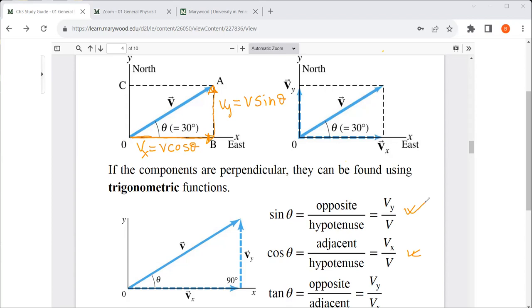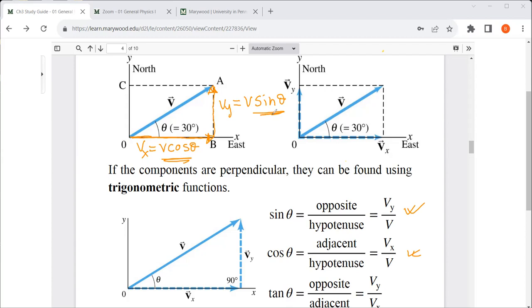Okay, so once you have a vector, you can break it into its components by using this trigonometry. If it is adjacent, we use cosine theta. If it is opposite, we use sine theta. Okay, remember this trick.